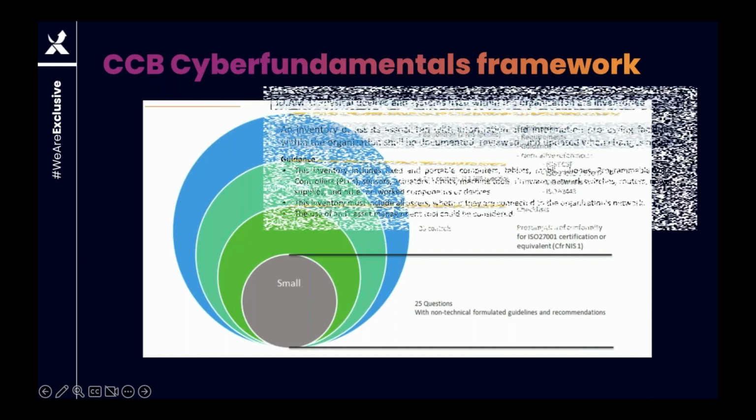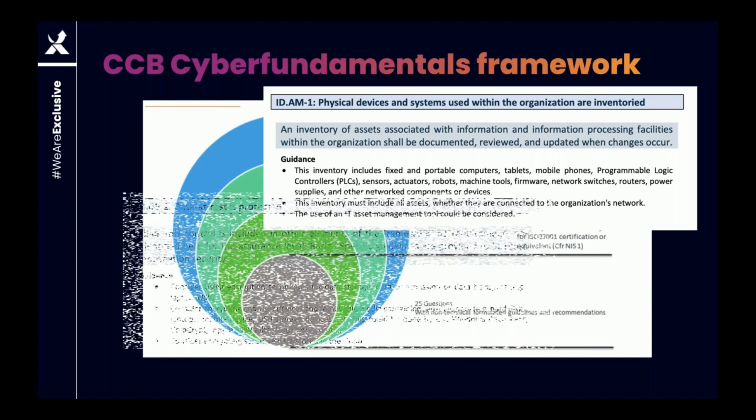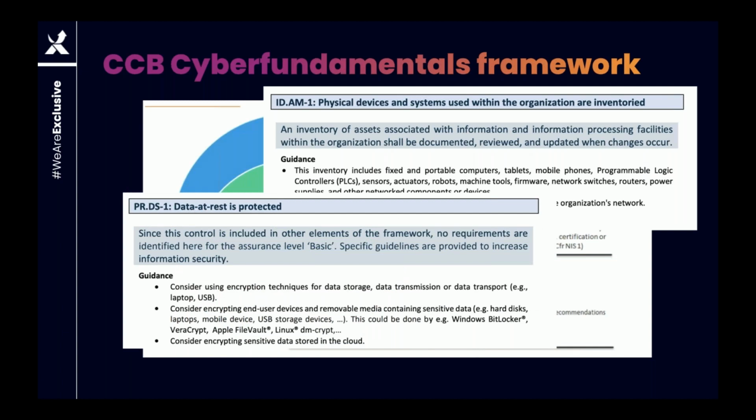Sometimes they provide you a good solution. The CCB, for example, the first one: physical devices and systems used within the organization are inventoried. They will even tell you what to do. They're going to say the use of an IT asset management tool could be considered, which is great. But for another one, for example, data at rest is protected, consider encrypting sensitive data stored in the cloud. They're not going to say how to do that. So that's up to you, or to us if you want our help.